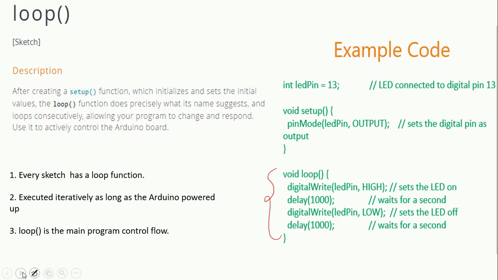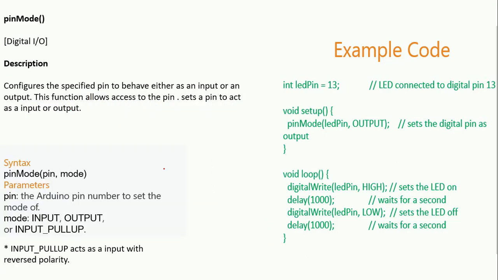Next is pinMode. As you are seeing, in this void setup function, pinMode is used to assign the pin number from which we want to get output. Here we assign LED pin number 13 to output, which means pin 13 is assigned as output. The syntax of pinMode is pinMode, the pin number, and the mode. The modes are: one mode is input, the next mode is output, and the third mode is input pull up, which acts as an input with reverse polarity.